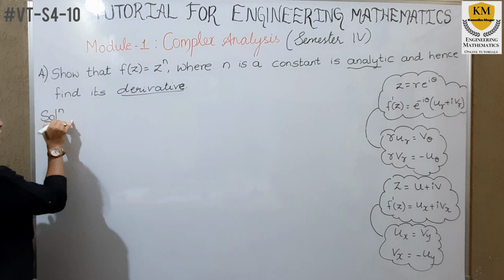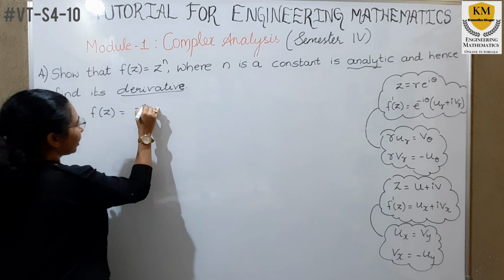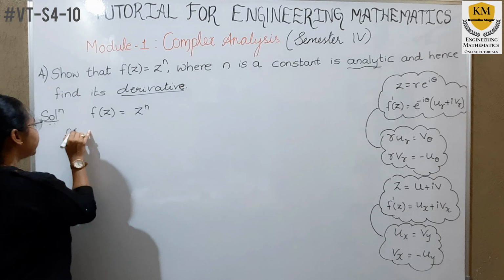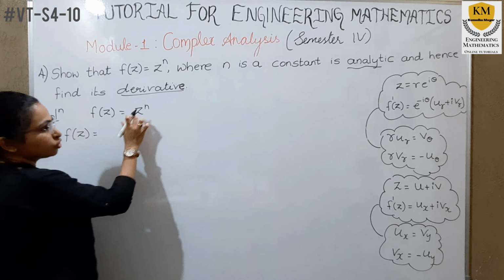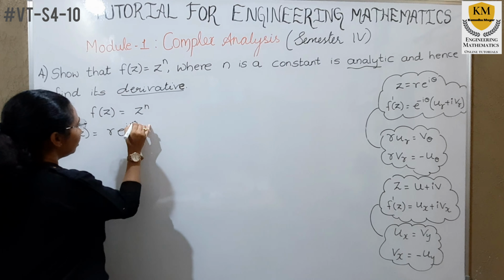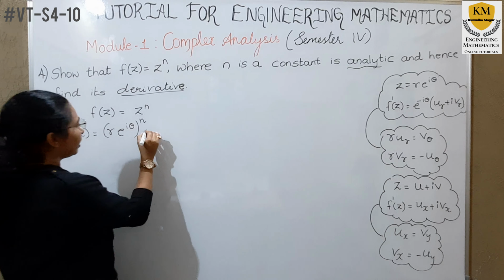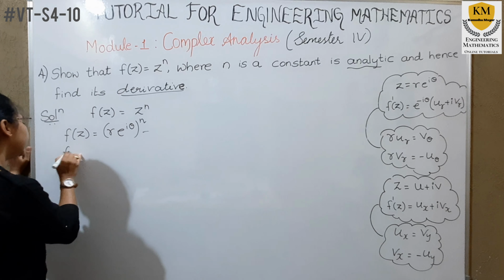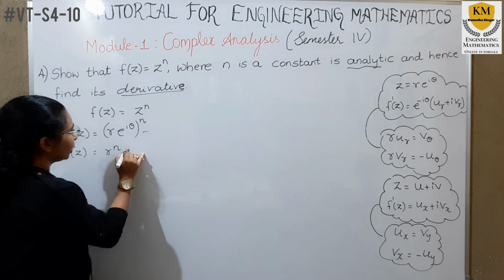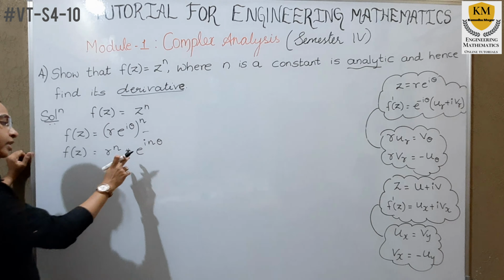I am just going to consider the given function f of z is equal to z to the power n. I am solving this question by using polar form. So f of z is equal to, for z to the power n, I will just write it as (r e to the power of i theta) whole to the power n. This I can write as f of z is equal to r to the power of n into e to the power of i n theta. Fine. This is a standard function.